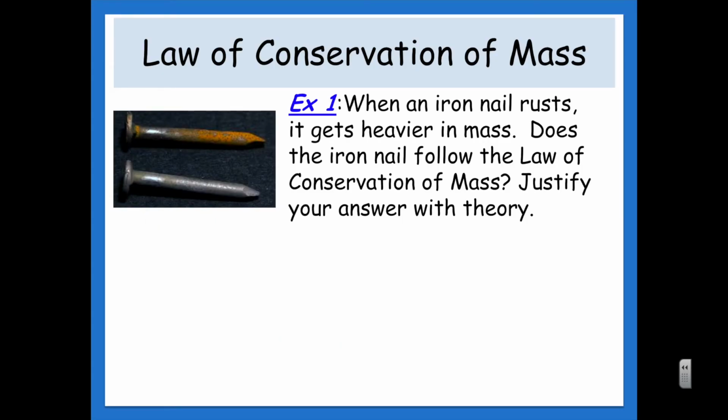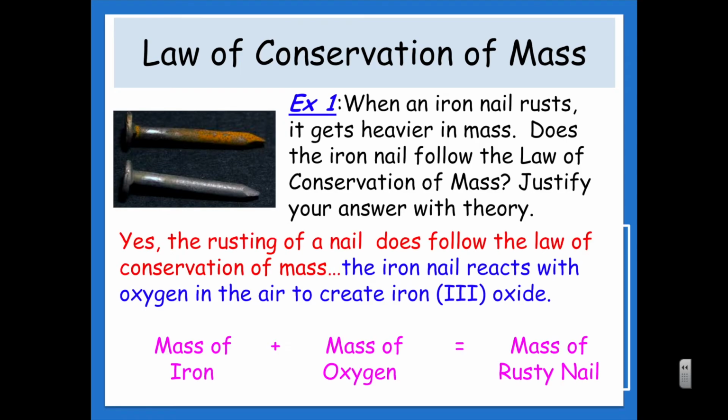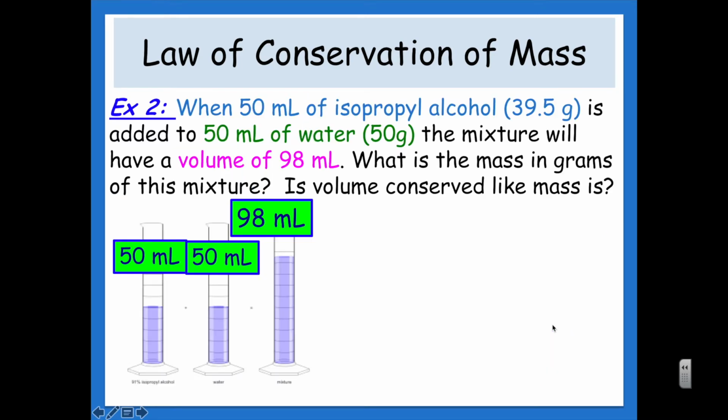All right. So just a couple of thinking examples here. When an iron nail rusts, it gets heavier in mass. Does the iron nail follow the law of conservation of mass? Justify your answer with some theory. Think about that for a second. Well, since the iron nail rusts, it gets heavier. Well, yes, it does follow the law. You must always follow the law. That's because the iron nail reacts with the oxygen in the air to make iron(III) oxide. You're seeing a different color here, so a chemical change must have happened. So the mass of the iron plus the mass of oxygen from the air will equal the mass of the rusty nail. So you will consume oxygen.